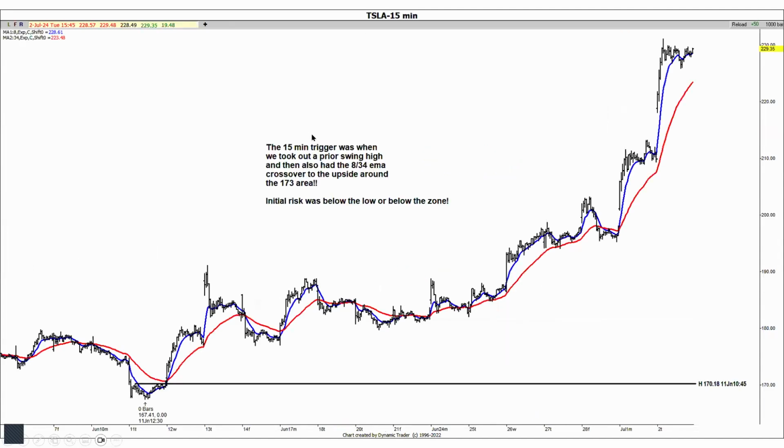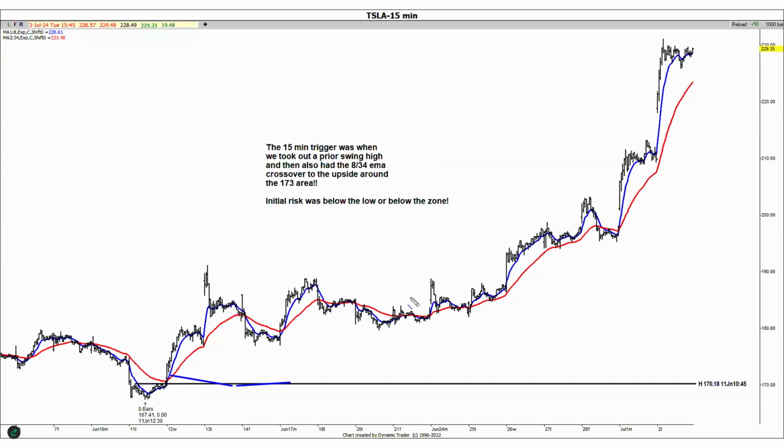So this is just going to be a quick example of a trigger that I like to use. I typically use the 8/34 EMA crossover for an entry. So I'm going to look for a crossover to the upside for a buy or a crossover to the downside for a short. So in this case, we held support. What I like to see is the crossover. Here's where the 8 crossed. Let's see, I'm not sure if you can see that, but crossed above the 34.